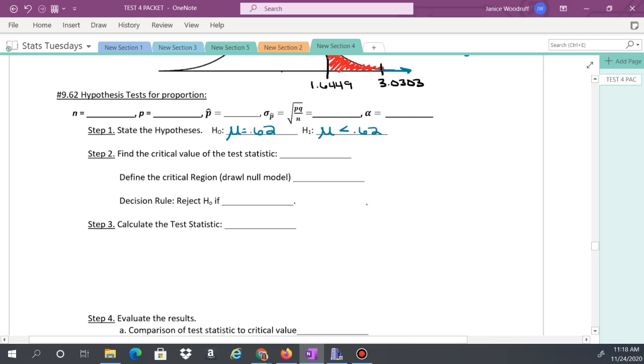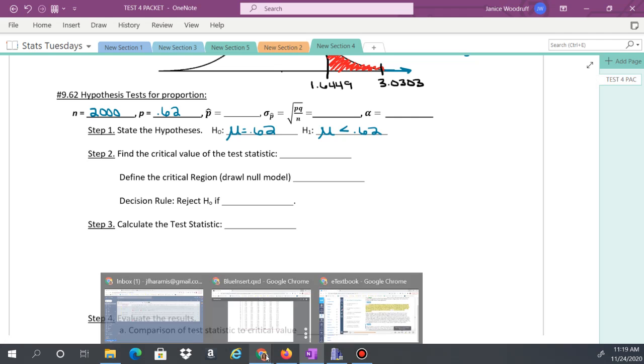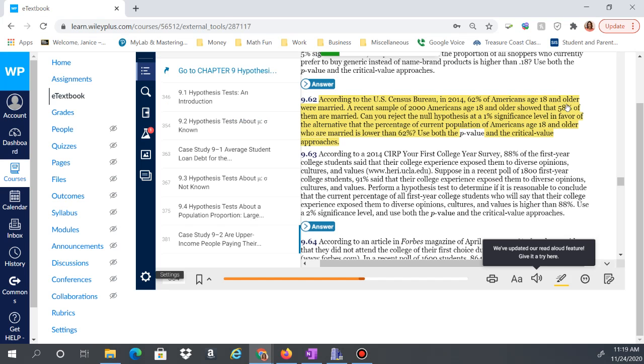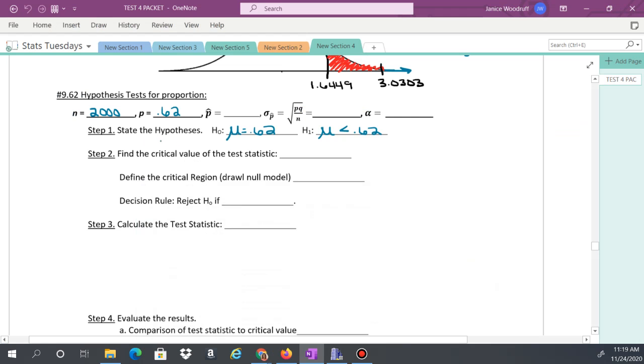Okay, and then the information given in the problem: we have a sample size of 2,000 Americans. P is equal to our mean, so that is 0.62. P hat is what was given in the sample, which was 58% of them in the sample were married. And we had a 1% significance level. We'll come back to this right here. So 0.01 for our alpha.